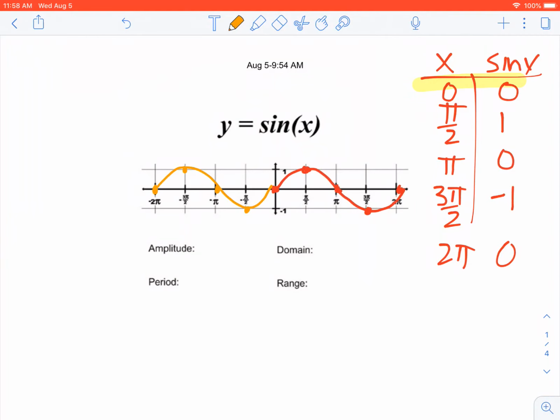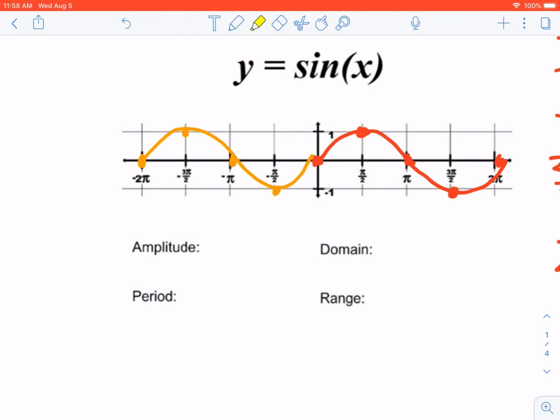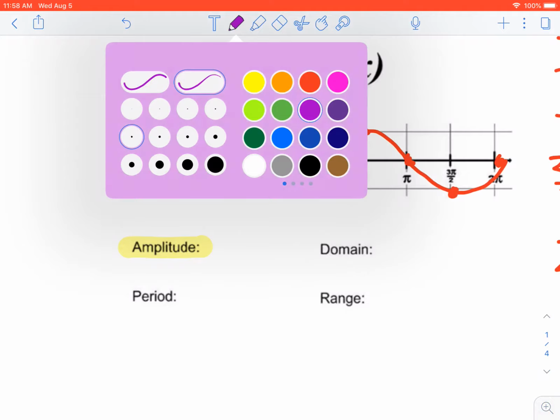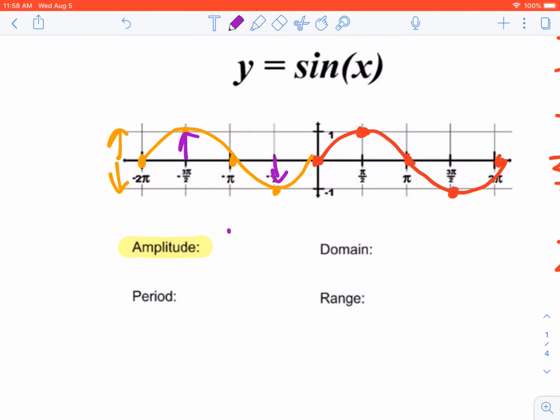So let's talk about some vocabulary. The amplitude of a graph is how high or how low the graph goes from the midline. Generally speaking, the amplitude is only going to apply to the sine and the cosine, but we are going to use it as a term. But in this case, if we look at the distance from the midline to the maximum or the minimum, that is 1. The period: how long did it take us to get through one cycle? It took us 2 pi radians.